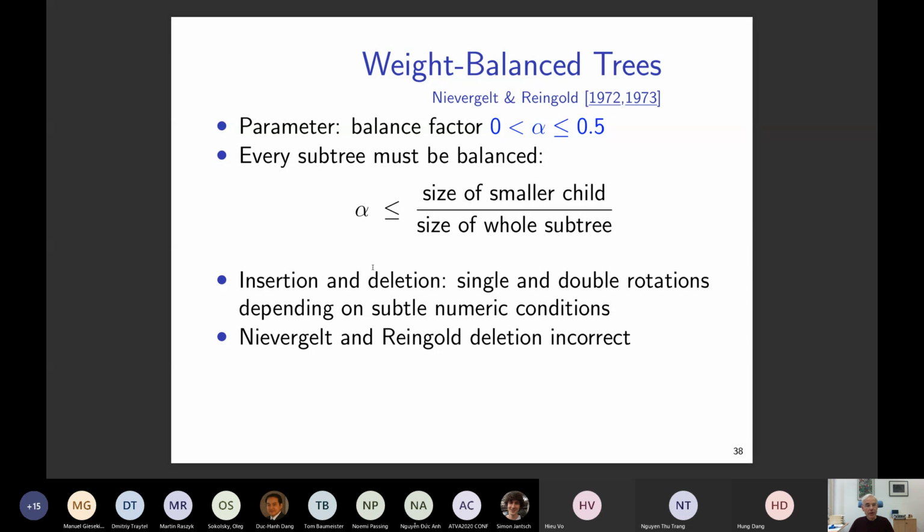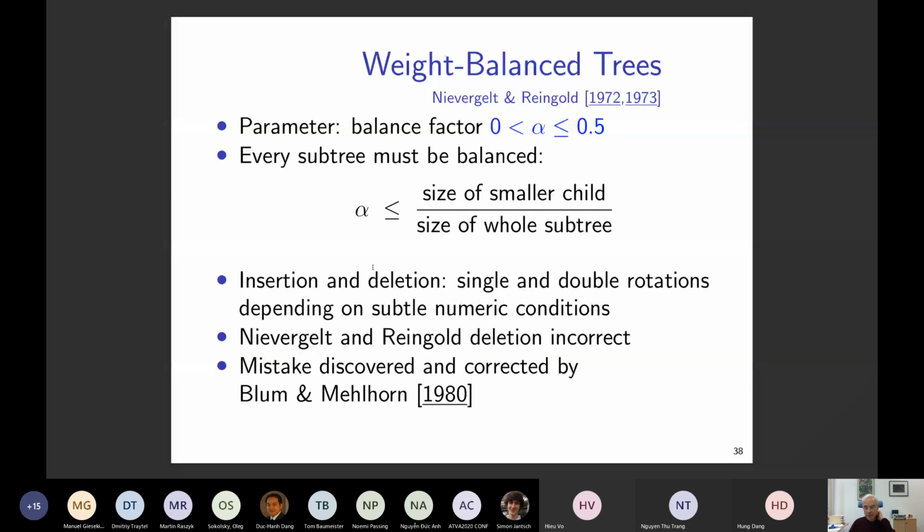Now, it turns out that in the original papers by Nievergelt and Reingold, the numeric conditions for the deletion case were incorrect. This mistake was first discovered and corrected by Blum and Mehlhorn in 1980. And then completely independently, they didn't know about the earlier paper, by Hirai and Yamamoto. Why did they verify weight balanced trees in Coq? They verified them in Coq because there is an implementation of a slight variant of weight balanced trees in Haskell, and somebody noticed that the implementation doesn't work properly, that it generated non-balanced trees. So then these two people, Hirai and Yamamoto, sat down and actually verified things and found that it's much more difficult than in the original paper, and that you need to adjust things.